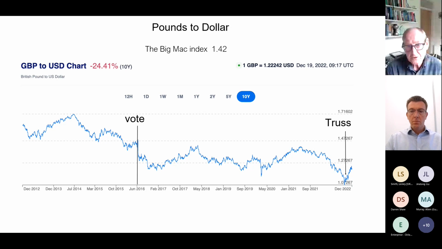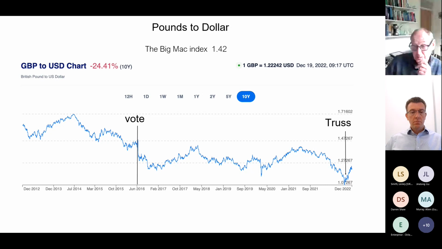Now, what should the exchange rate be? It should be $1.42. That's the Big Mac index. That's the exchange rate that equates the price of a Big Mac in New York and London. And it was sitting a bit above that before the Brexit vote. And then after the Brexit vote, it pretty much fell away to 125, 128.